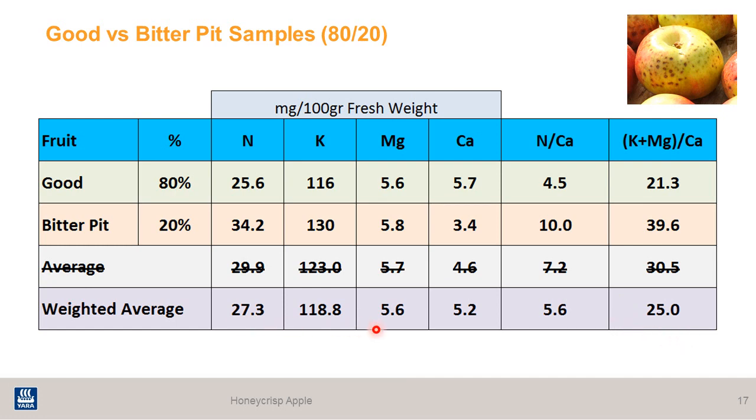So when I look at these numbers here, I can tell you right off the bat that you will probably be dealing with some bitter pit. And in this particular case, it was true. About 20% of the fruit in the orchard had bitter pit in it.